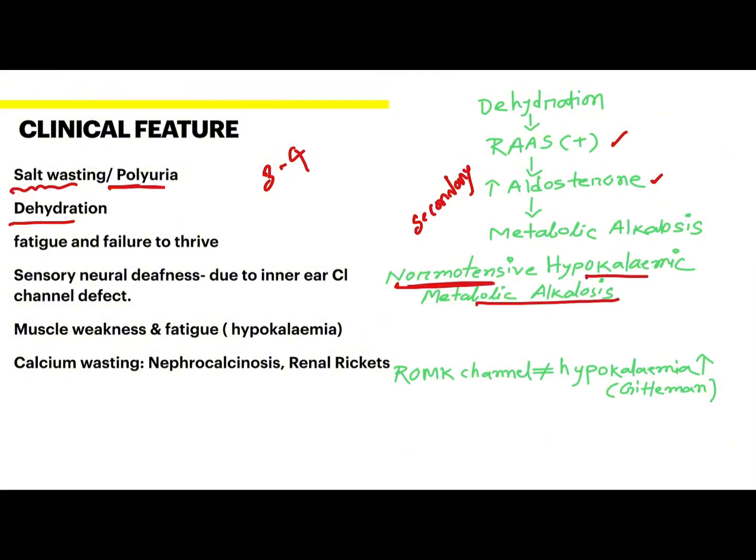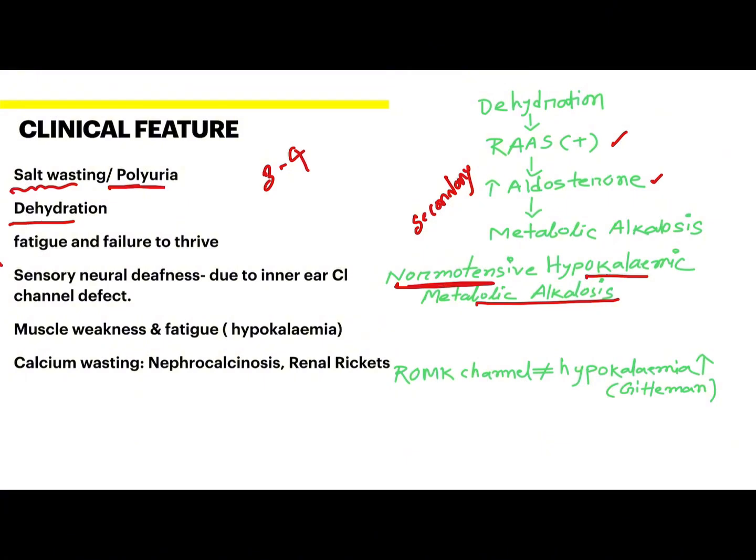Due to loss of electrolytes, there will be fatigue and failure to thrive. And we know that in Bartter syndrome, the defect is in the chloride channel. So when this chloride channel is affected in the inner ear, there will be features like sensorineural deafness. So the complaint from the mother will be that our daughter or son doesn't respond to sound, which suggests concomitant sensorineural deafness.